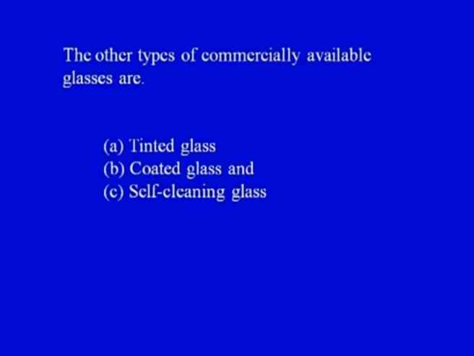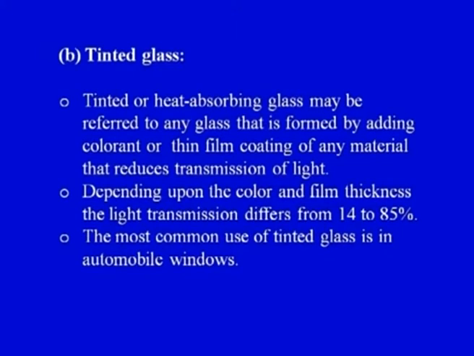Then there are other types of glasses used for specific applications, which are tinted glass, coated glass and self cleaning glass. So, we will very briefly see what tinted glass, coated glass, and finally self cleaning glass are. Tinted glass: tinted or heat absorbing glass may refer to any glass that is formed by adding colorant or a thin film coating of any material that reduces the transmission of light. So, basically we want to reduce the transmission of light through the glass, and therefore it is tinted with certain colorants or certain films.